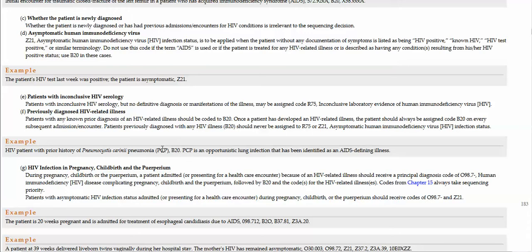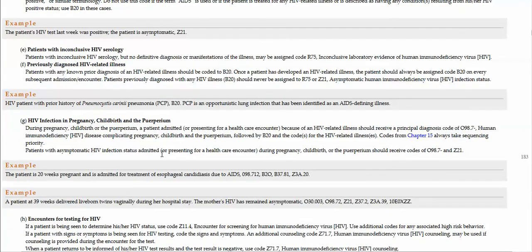Don't forget that. That's a very important guideline to remember. So let's talk about HIV infection in pregnancy and childbirth. When you're talking about pregnancy and childbirth and the time surrounding that, the puerperium, it changes everything. So there are special guidelines for those. Here's the guideline for HIV.